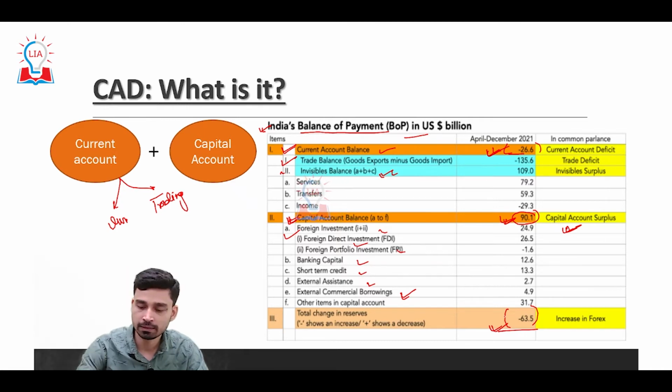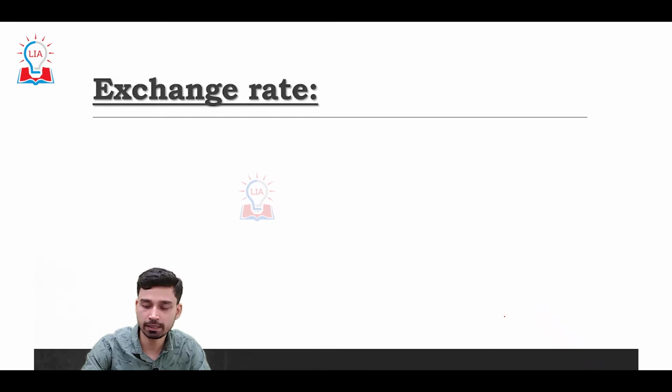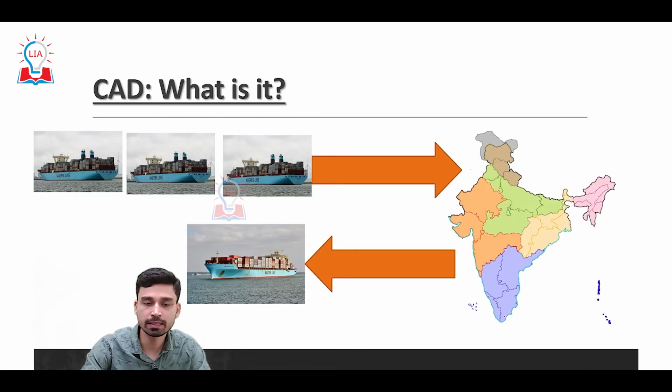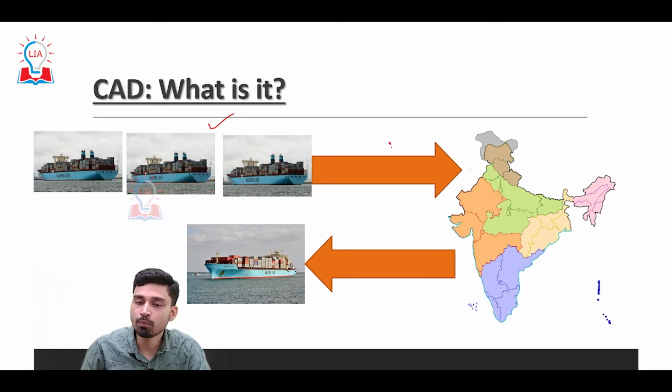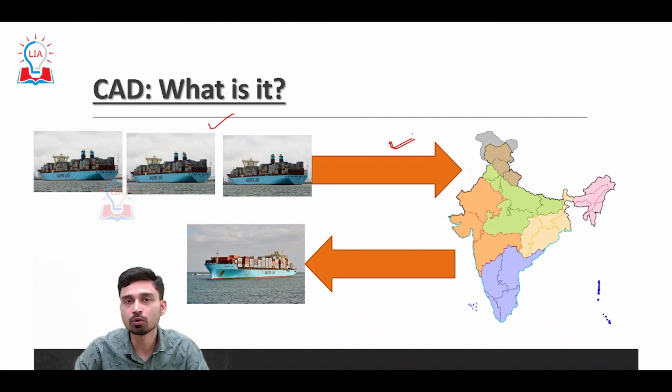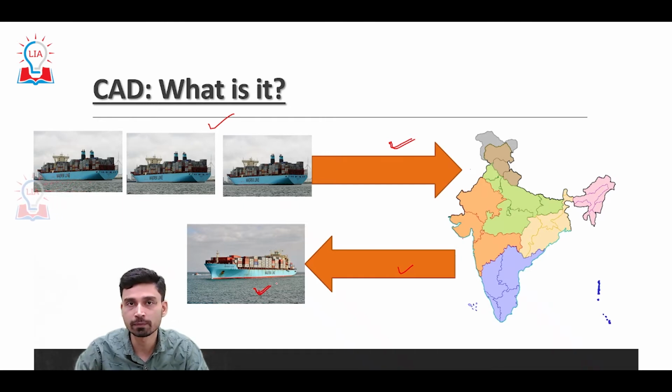Now let us try to understand how and what is the current account deficit. So the first thing is, why does India have a current account deficit? India has a current account deficit because we are importing more goods and services as compared to the goods and services we are exporting.